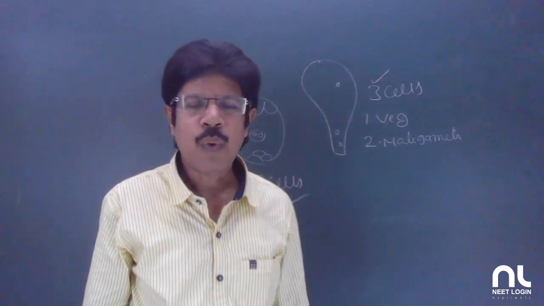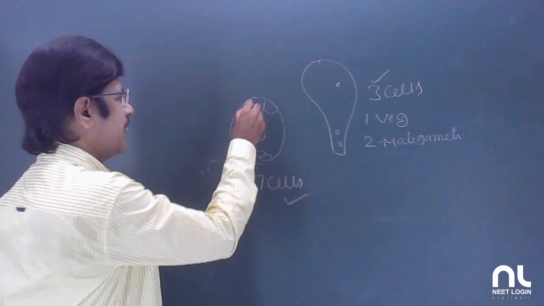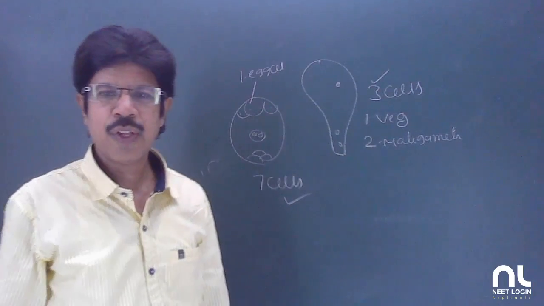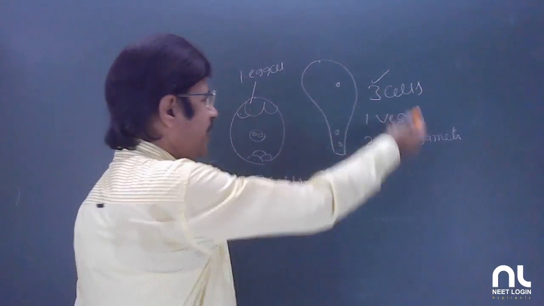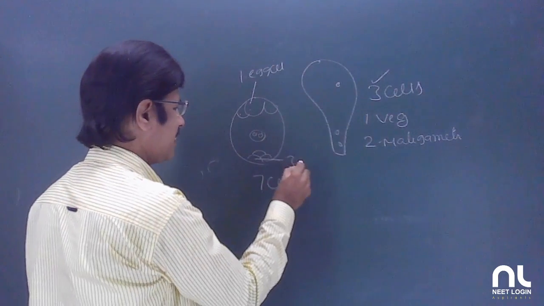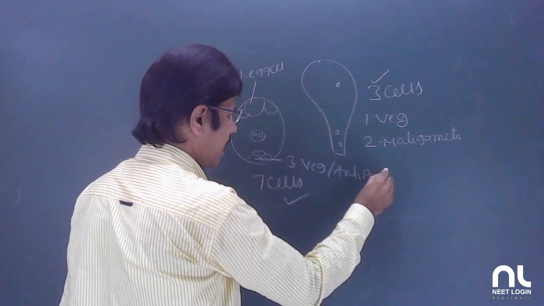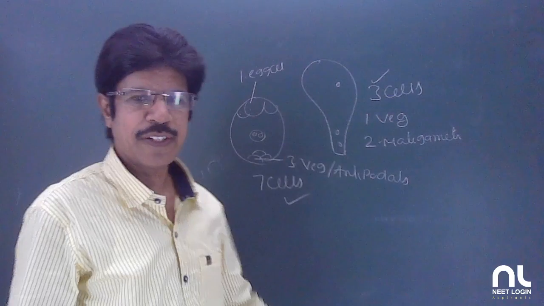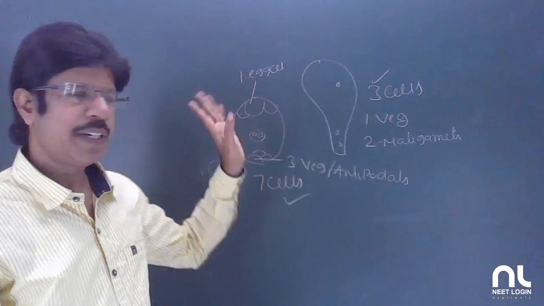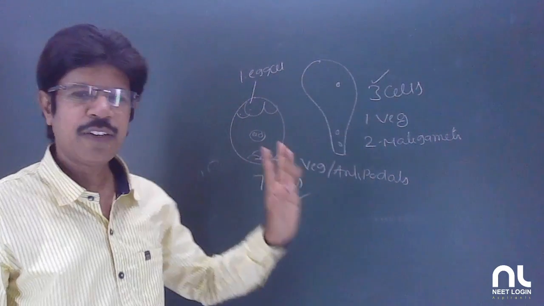What is the ratio of the cells of male gametophyte to female gametophyte? 3:7. What is the ratio of gametes of male gametophyte to gametes of female gametophyte? It is 2:1, with 1 egg cell. What is the ratio of vegetative cells of male gametophyte to vegetative cells of female gametophyte? Here it is 1, here it is 3, the vegetative cells being antipodals in this question. So 3 cells here, 7 cells there. 2 male gametes, 1 female gamete. 1 vegetative cell, and here 3 vegetative cells.